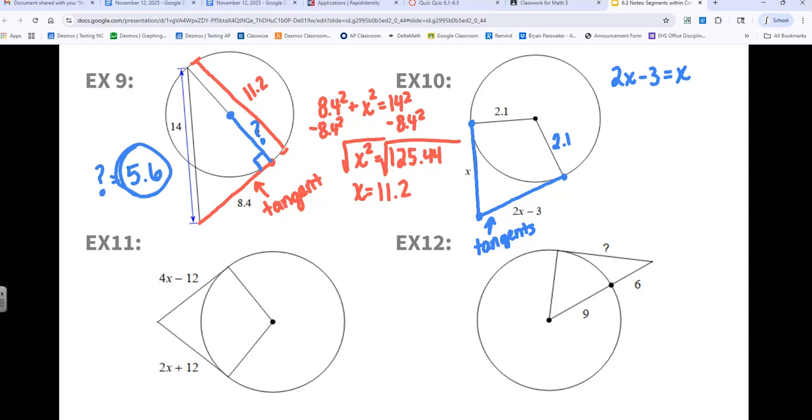We do not. Now, normally I would try to move this x, but if I do that, I won't have anything left on that side. So I'm going to subtract my 2x. So negative 3 equals negative 1x, and then I'll divide by negative 1. And 3 will equal x.